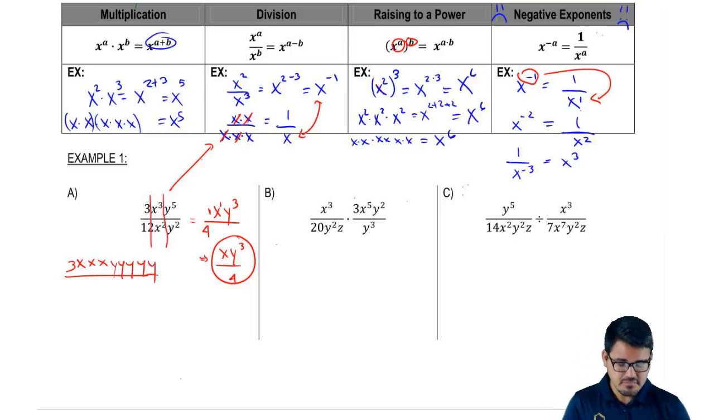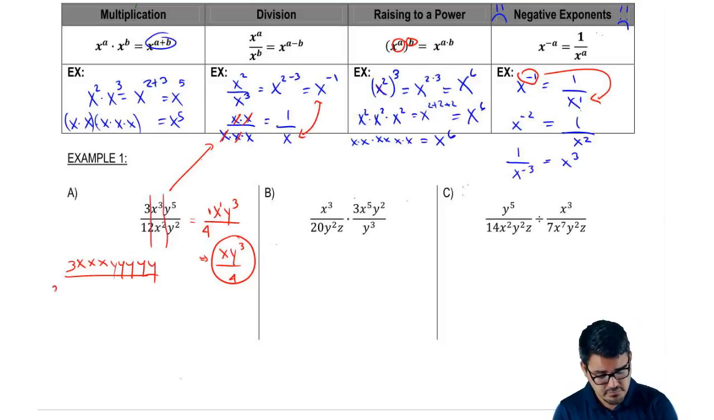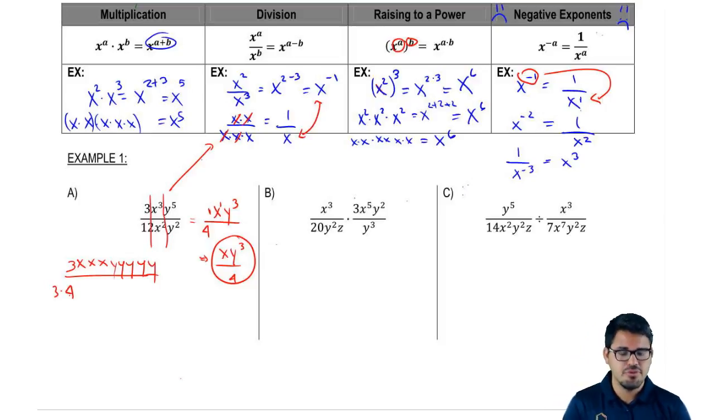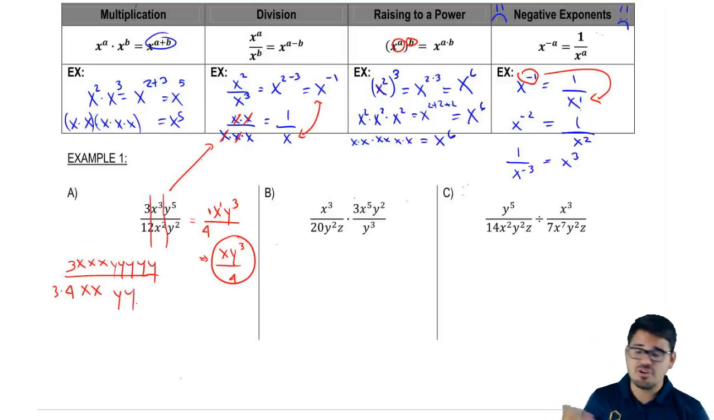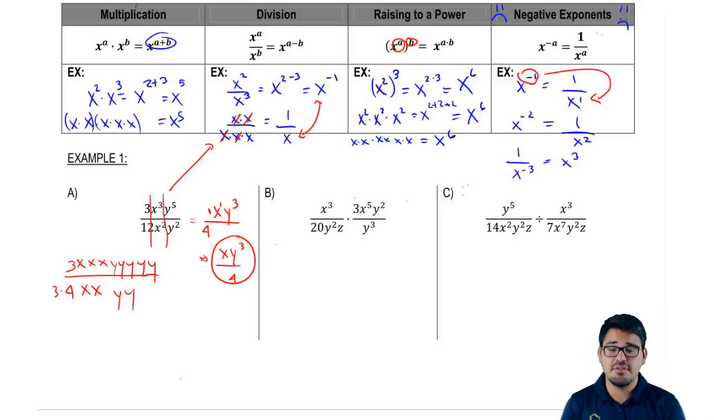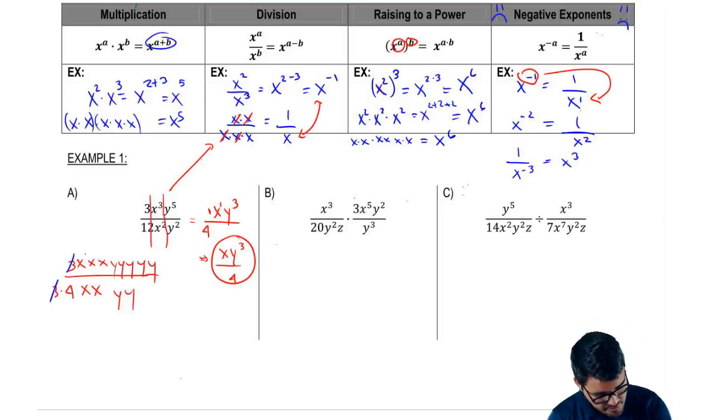Now we can break down 12 into 3 and 4. It's not prime factorization, but I'm doing 3 and 4 for a reason. Then I'm going to have x squared and y to the second. Now I'm just going to go ahead and cross things out. The reason I broke down 12 into 3 and 4 is because I can cancel the 3 from the top with the 3 on the bottom. I'm going to cancel out 1 x from the bottom and 1 x from the top, and then another x from the top and bottom. No more x's to cancel, so I move on to the y's. Y from top, y from bottom, y from top, y from bottom.